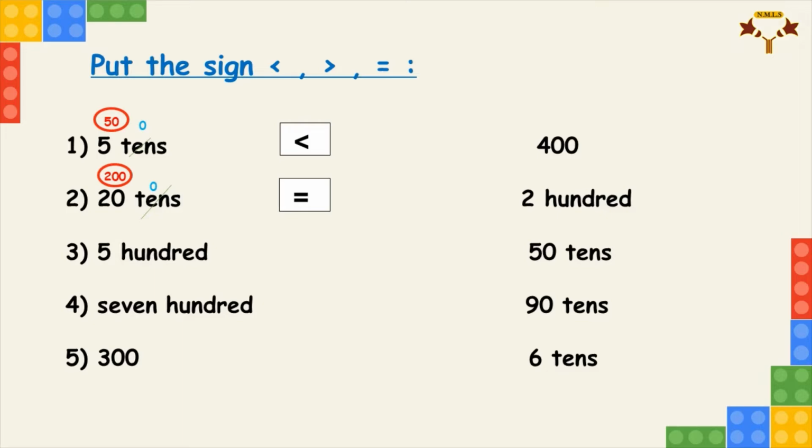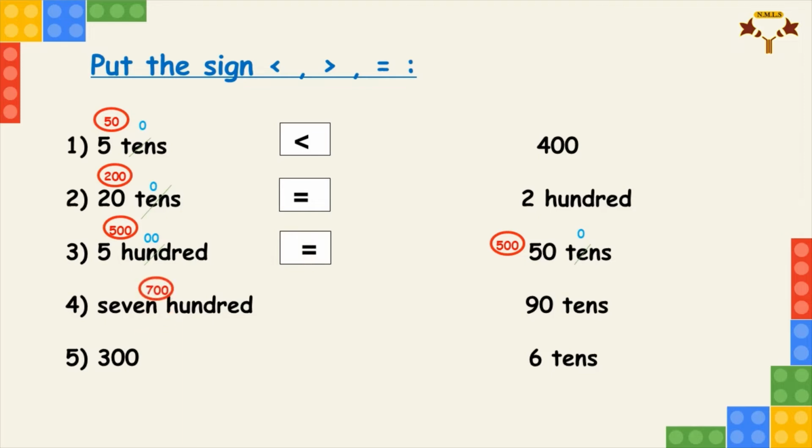Yes, excellent. Third question, 500. Yes, and 50 tens. 500, cancel 100 and put up 2 zeros. Yes, so the number will be 500. The other side I have here 50 tens. When I see tens, cancel tens and put up 1 zero. Yes, so the number is 500. So here I have 500 and here I have 500. So which sign can I put?